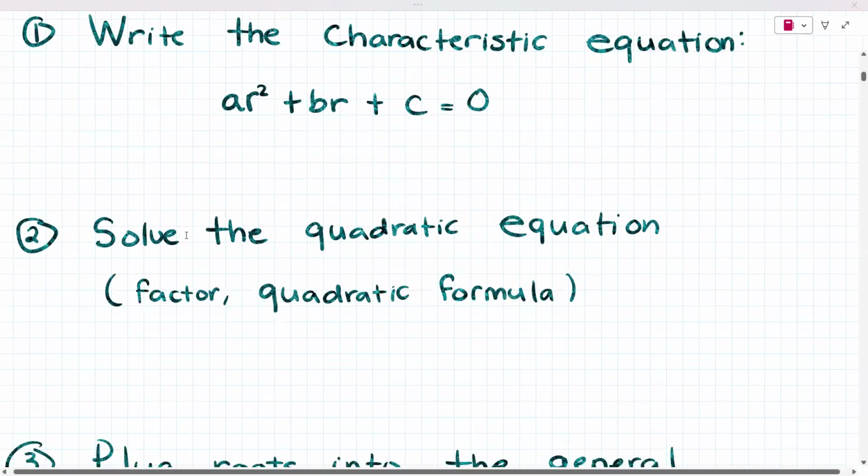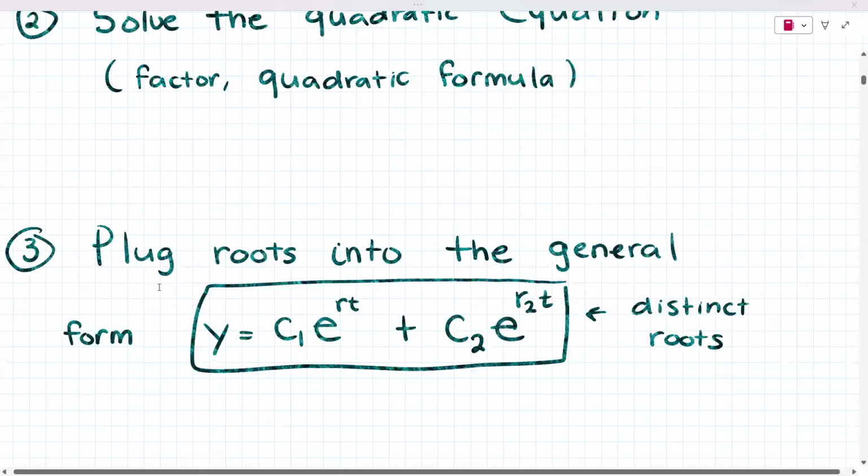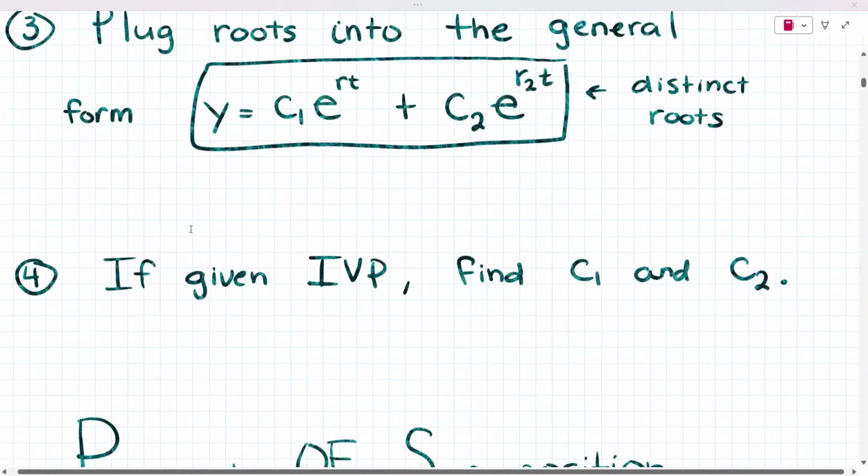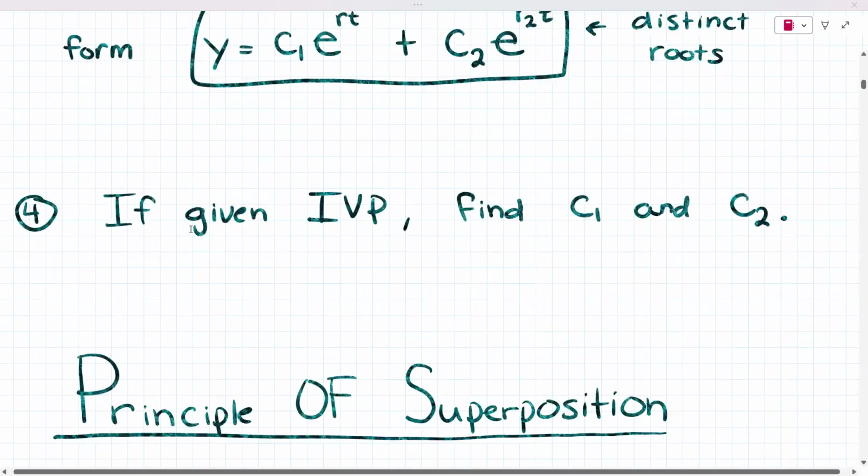Okay, solve the quadratic equation, right? You need to know all your factoring rules and your quadratic formula. If you need to review factoring, that's fine. Then plug into the general form y equals c1 e raised to the r1 t plus c2 e raised to the r2 t, for distinct roots. If given an initial value, find the c1 and c2.